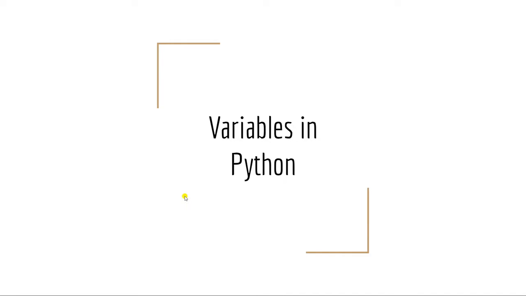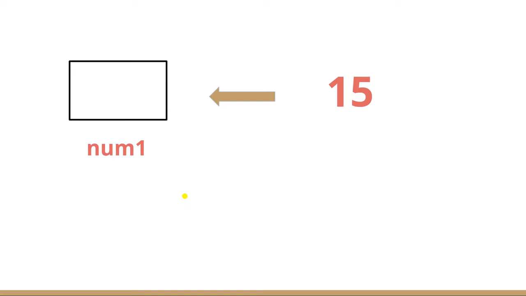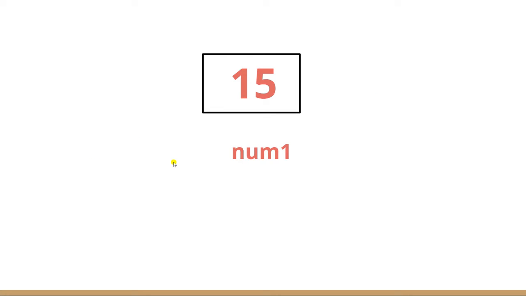Let us discuss variables in Python. So what is a variable? A variable is used to store a value in a particular memory. Imagine it is like a box. I'm storing this 15 into this box, and you can name your variable anything you want. I'm naming it num1. So it will store like this, and if you call num1, it will display 15.